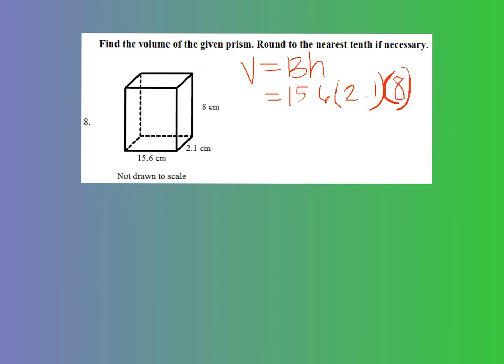And I'm just going to multiply all this together in my calculator. So 15.6 times 2.1 times 8, and rounding it to the nearest tenth, is 262.1. Units are centimeters, and since it's volume, we're talking cubed. So here's my answer for volume.